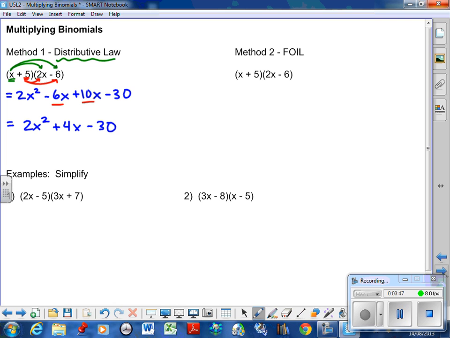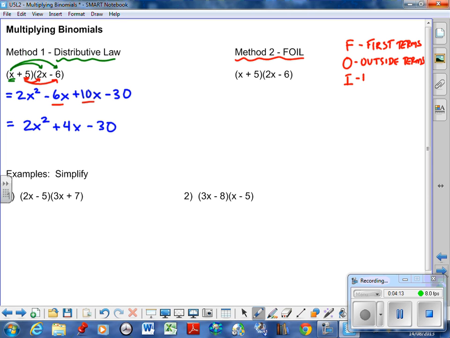The other one that we talk about is called FOIL. Some people prefer it. You really go with the one that speaks to you the most. FOIL is an acronym. The F is for first terms. The O is for outside terms. So it's just telling you which ones you're multiplying. I is your inside terms. And finally, L is your last terms.